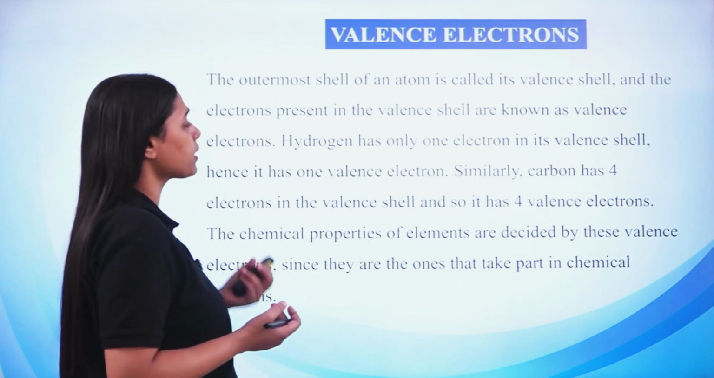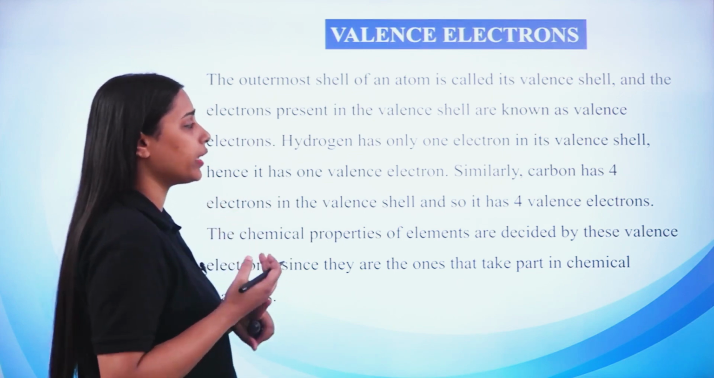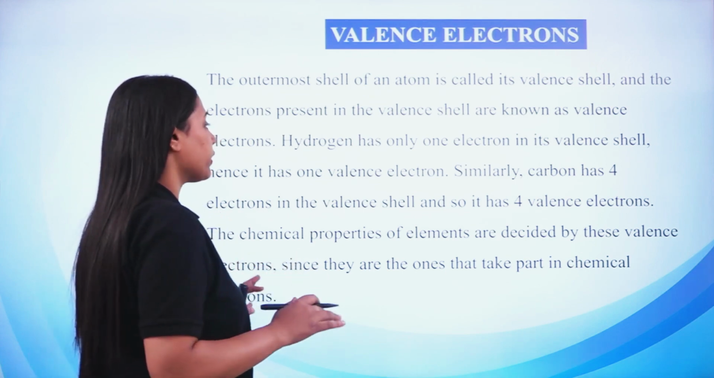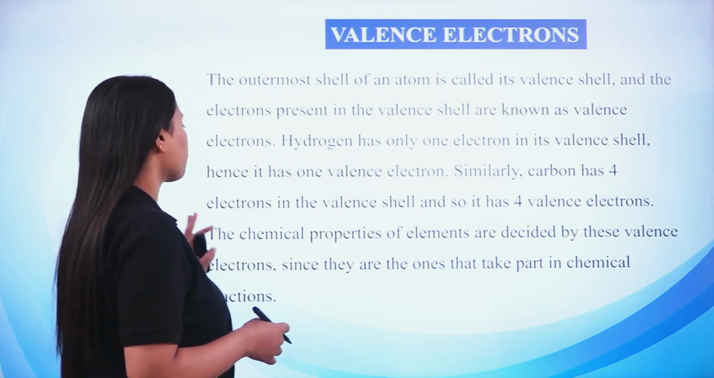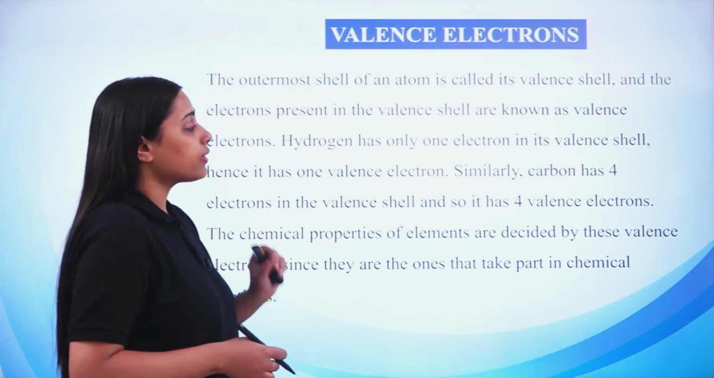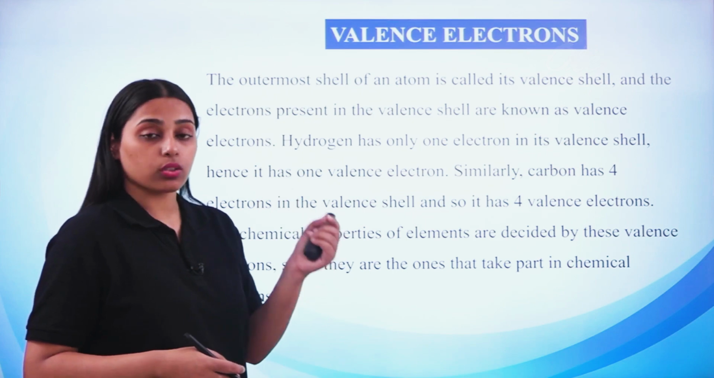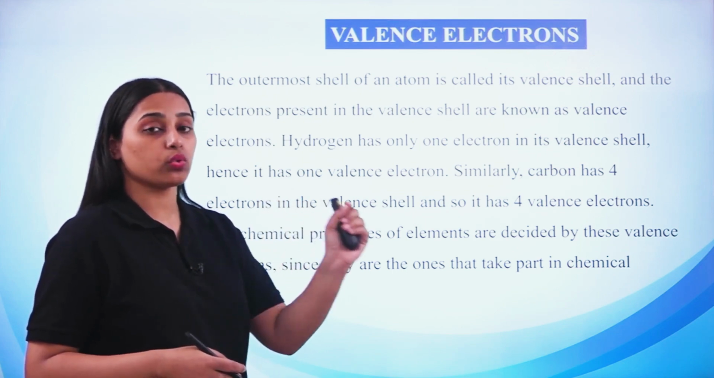So many examples, like hydrogen has only one electron in its valence shell, although its atomic number is itself 1 only, so definitely it's going to have one electron in the valence shell. Similarly, carbon has 4 electrons in the valence shell because atomic number is 6, so you are going to write the configuration as 2, 4.